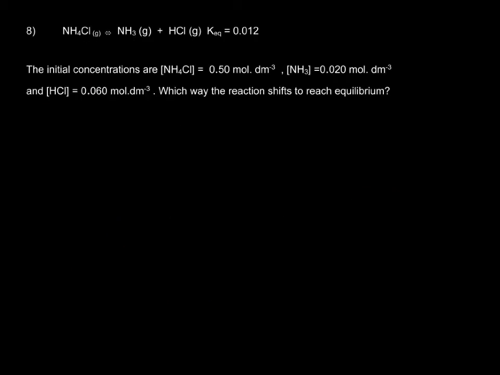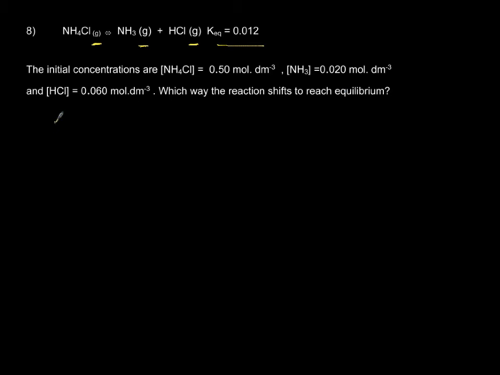The next problem is ammonium chloride, a salt of ammonia that decomposes into ammonia and hydrochloric acid before it touches moisture, so it's hydrogen chloride. They're all gaseous. K equilibrium is given. The initial concentrations of ammonium chloride, ammonia, and hydrogen chloride are given. Which way does the reaction shift when equilibrium is established?